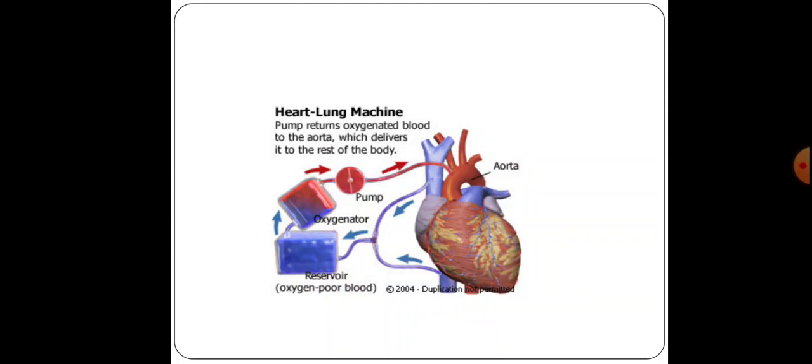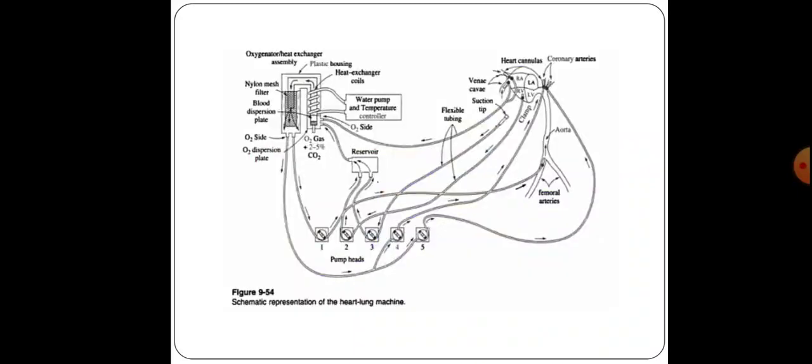One is the reservoir for storing the blood, the oxygenator for providing oxygen to the blood, and then the pump. The pump is mainly used to make the blood flow from one place to another, so for that we place the pump. This is the overall representation of the heart lung machine. It totally consists of 5 pump heads.